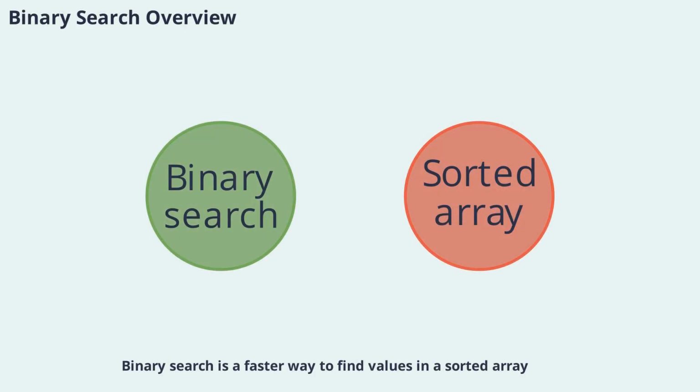Binary search is a faster way to find values in a sorted array. Instead of checking every element, it repeatedly divides the array in half, narrowing down the possible location of the target value. This method is much more efficient, but it only works if the array is already sorted.